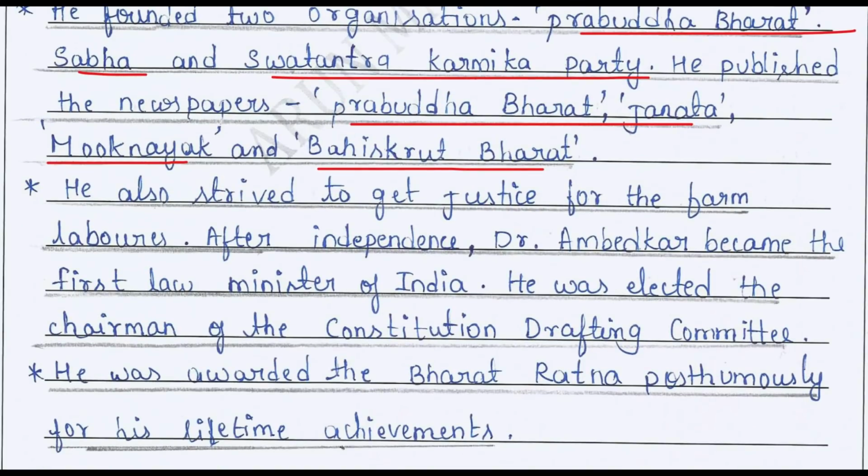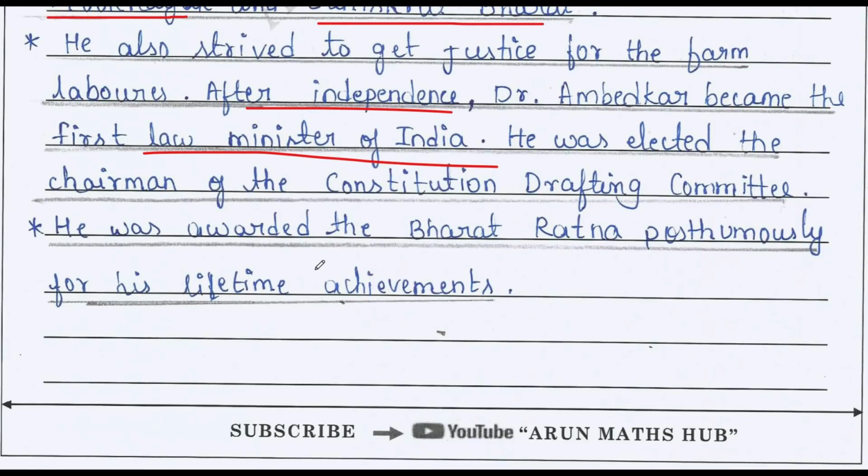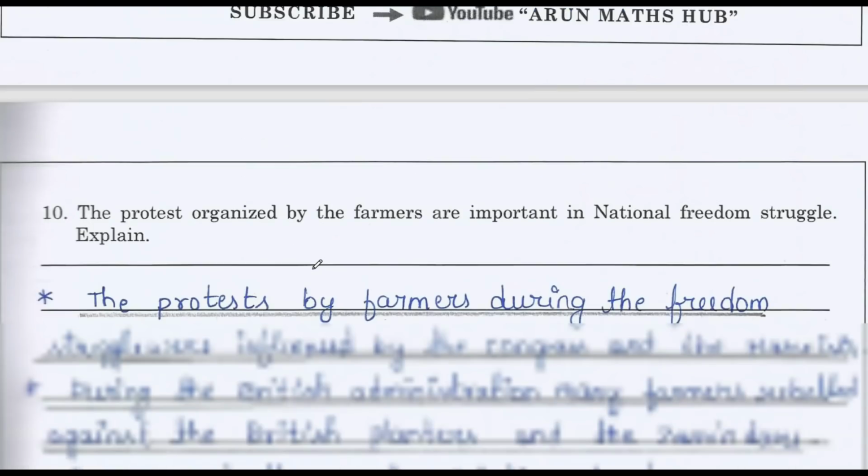He also strived to get justice for the farm laborers. After independence, Dr. B.R. Ambedkar became the first Law Minister of India. He was elected as the chairman of the Constitution Drafting Committee. He was awarded the Bharat Ratna posthumously for his lifetime achievement.